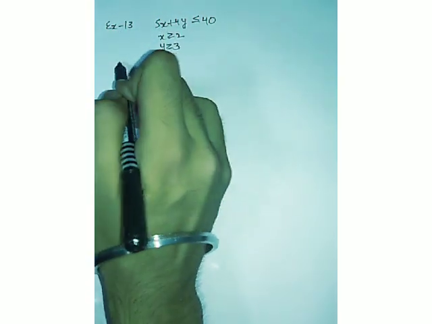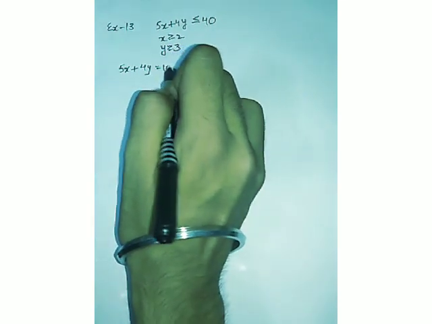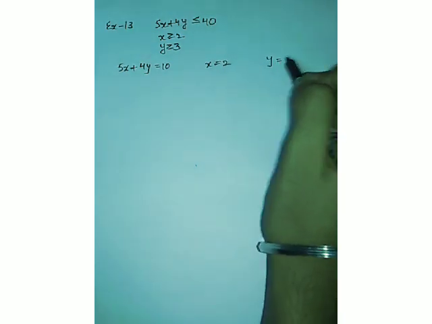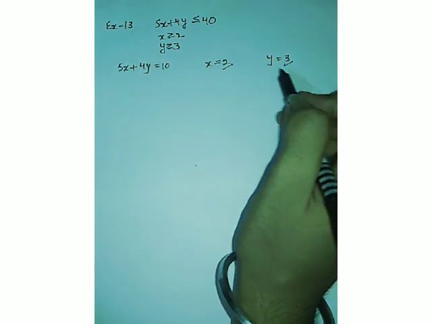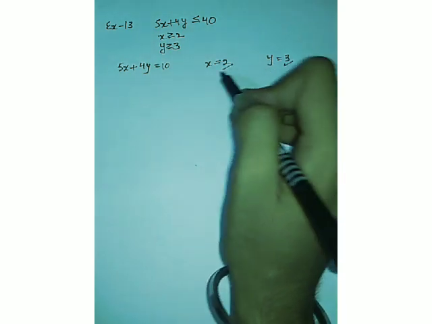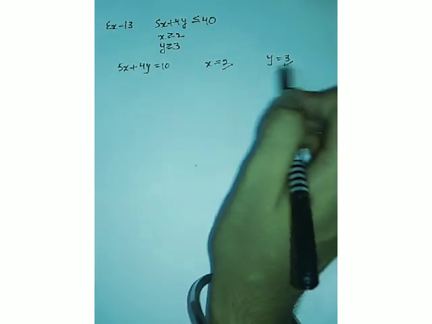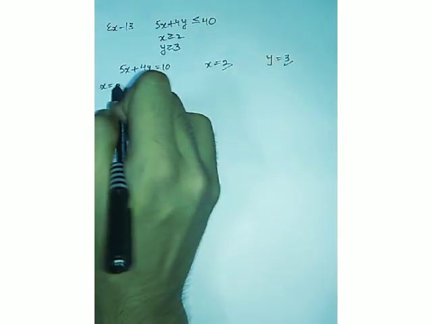Firstly, we will consider the equalities only. So 5x plus 4y is equals 40. This one will be x is equals 2, this one will be y is equals 3. Now these are straight lines, parallel to the y and x axis respectively, so these are very clear, we don't have to put any point because these are points in themselves, like 2 comma 0 and 0 comma 3. All right, so in this, firstly we will put x is equals 0.